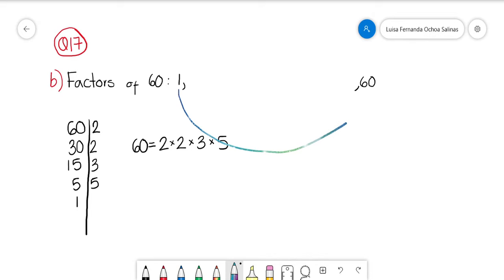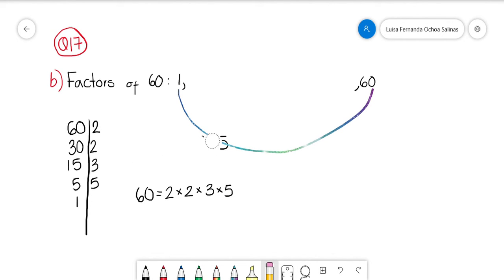I'm going to do it here. Good. Don't worry that these 5 got crossed over. Don't worry. We are going to keep it there. Let's write it down here only so that things are a little bit more clear. 60 is equal to 2 times 2 times 3 times 5. Good. I'm going to erase these ones here. Good. And I'm going to complete our line here.